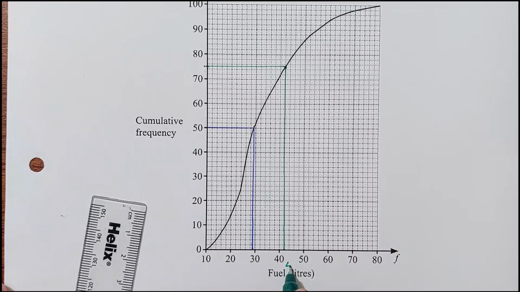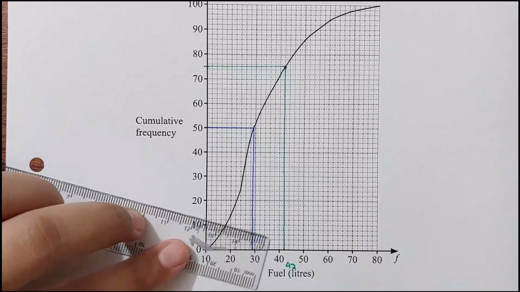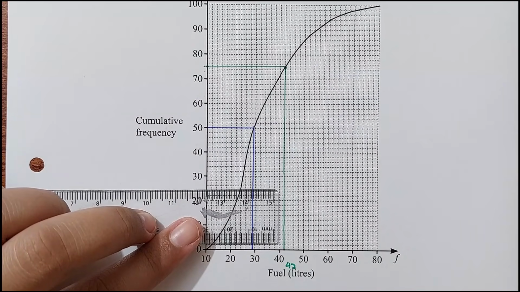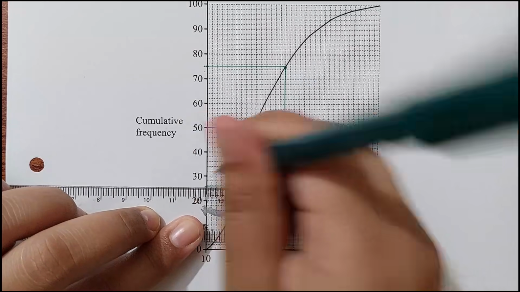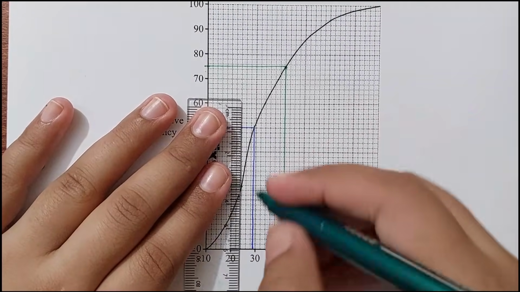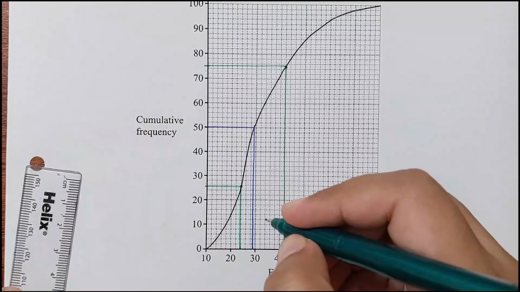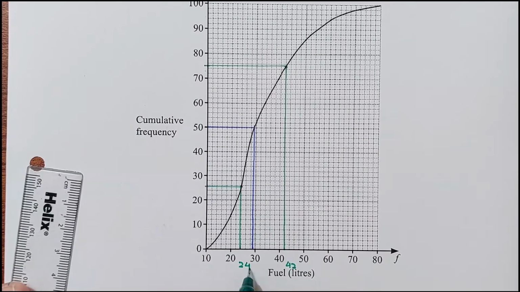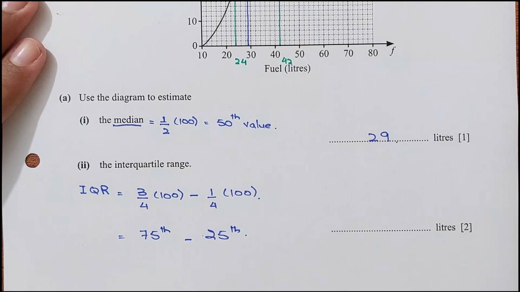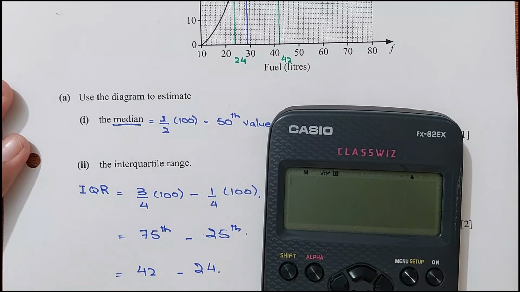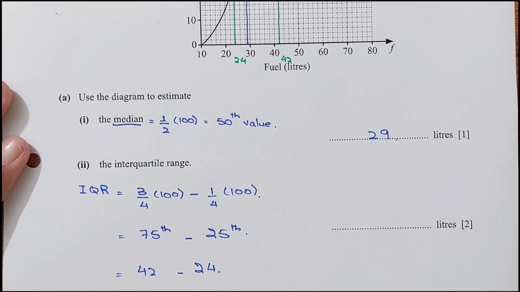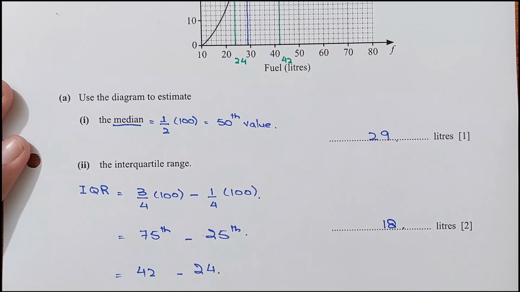Okay, this is 42, right? And 25, 20, 22, 24 and 25. This is 24, right? So the 75th value is 42 minus the 25th value, 24, right? 42 minus 24 is 18. 18 liters is the interquartile range.